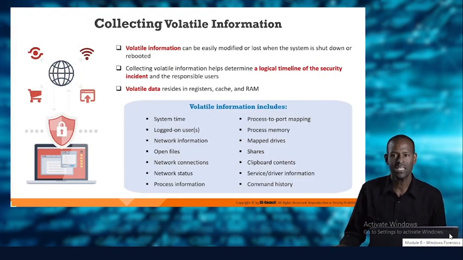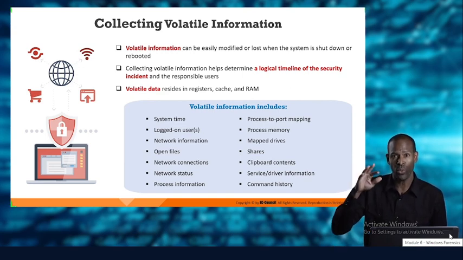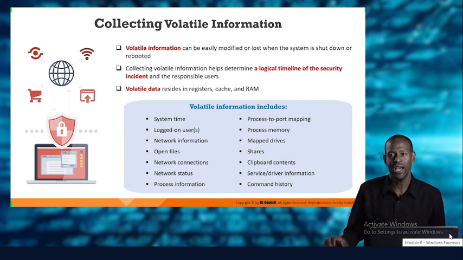Let's talk about collecting volatile information. This is information, as we were saying before, that if you turn off the computer system, it's gone, and it's impossible to get it back. It's going to be in registers. It's going to be in cache. It's going to be in RAM.